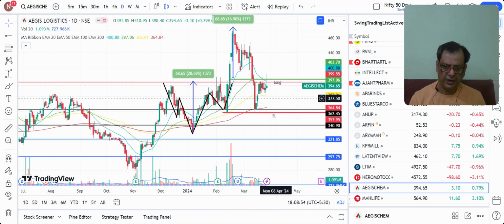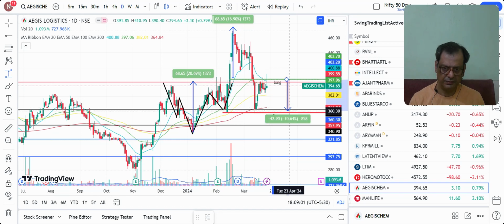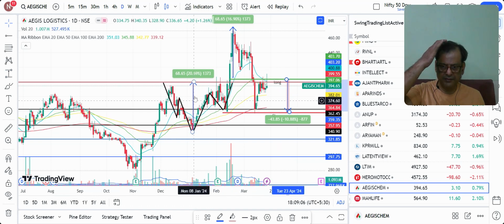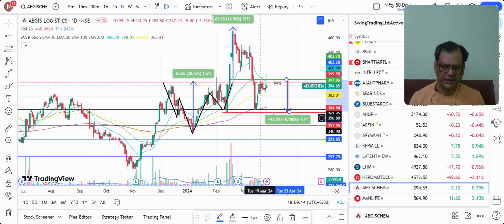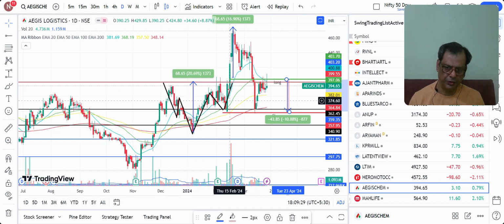Now let's look at something here. From long to SL, it's 10%, and you have your target as 20 point something. So it's almost like 1 is to 2, but this is where you should place your SL. If you so decide that you do not want to take so much risk, then you can place it at a point of your choosing. You can place it at the low of this candle, or maybe a few paisa below the low of this candle.